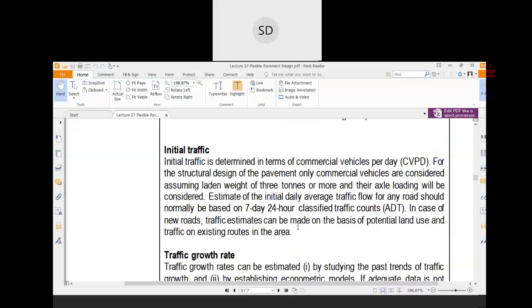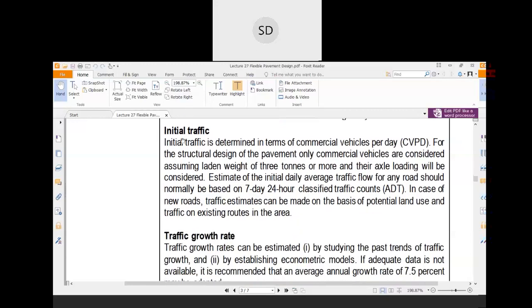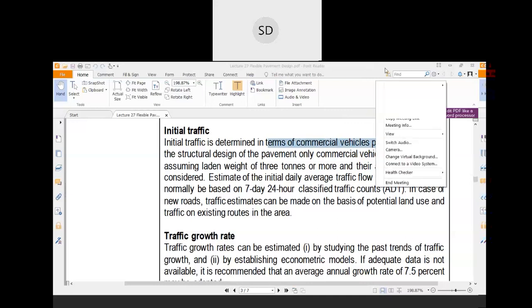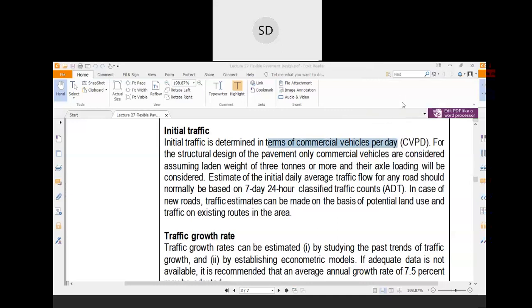So first one is initial traffic. Initial traffic is determined in terms of commercial vehicles per day. For the structural design of the pavement, only commercial vehicles are considered, assuming a laden weight of 3 tons or more. This thing is important. You will consider only the commercial vehicles with a laden weight of 3 tons or more, and their axle loading will be considered.